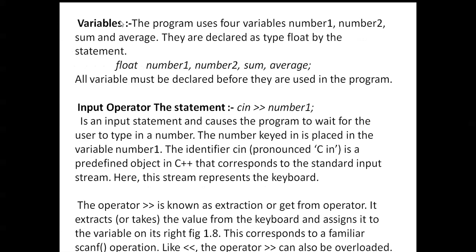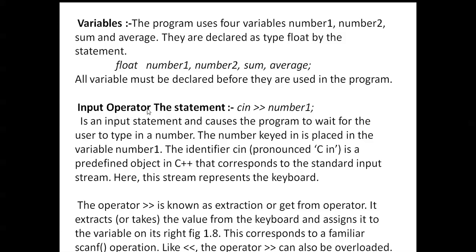Next, variables. What is the meaning of variable in the above program? In the above program, there are four variables: number one, number two, sum and average. They are declared as type float by the statement float number one, number two, sum, average. All the variables must be declared before they are used in the program.